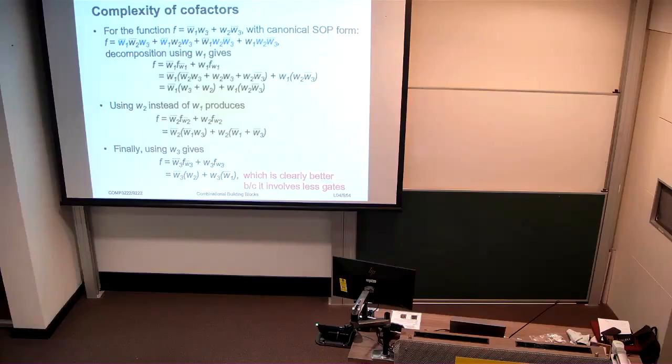Okay? But we could have gone here just by inspection. We can see that both terms have W3 either in uncomplemented or complemented form, and so we can write down the cofactors straight by inspection.